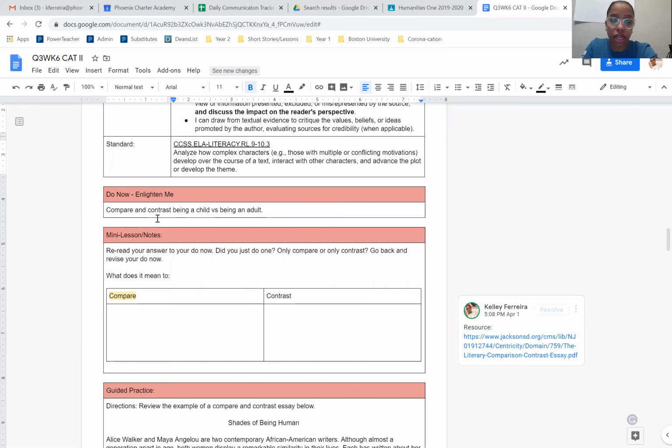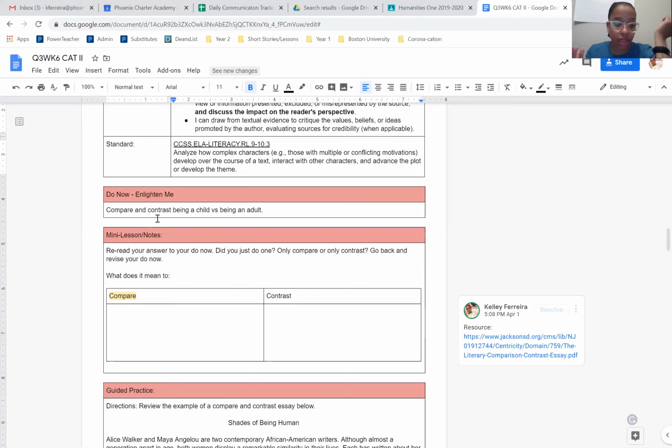I want you to tell me what is the difference and similarities between being a child versus being an adult. Think about that. So, compare and contrast being a child versus an adult. Okay? After you answer that question, I want you to reread your answer. I know sometimes students usually just do one or the other, but did you do one or did you do both? Make sure you go back. If you did one, make sure you go back and do both. And if you did do both, that's great.